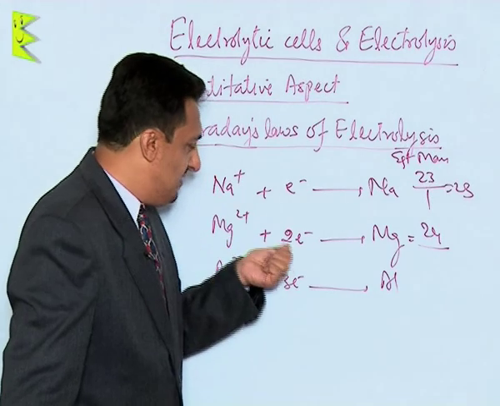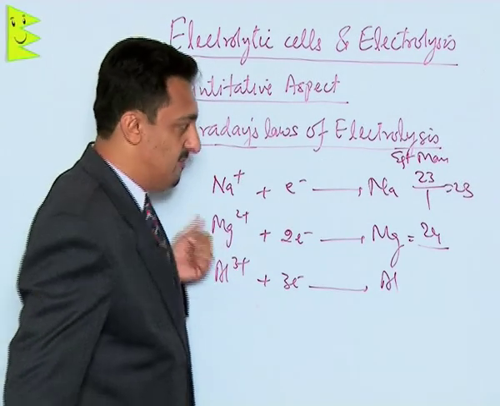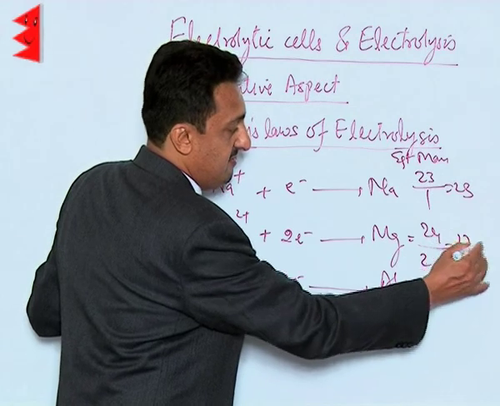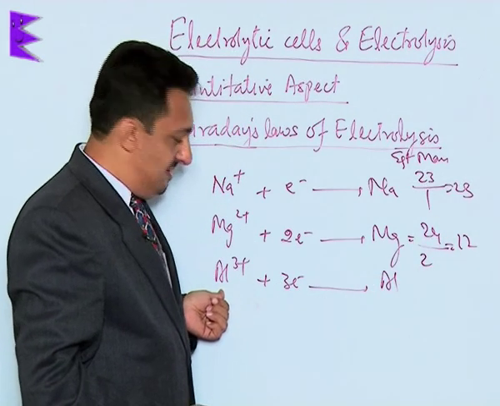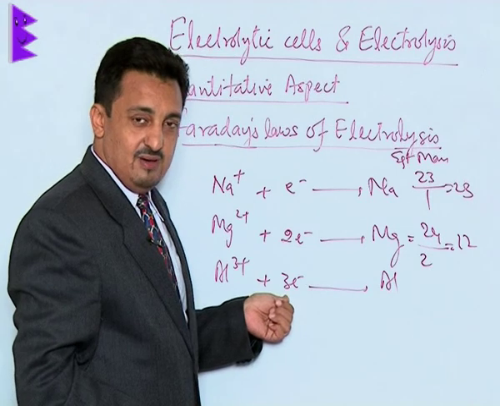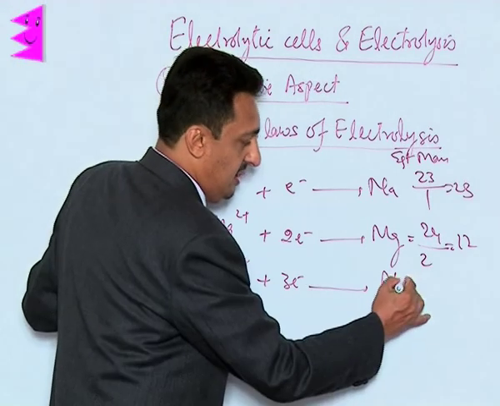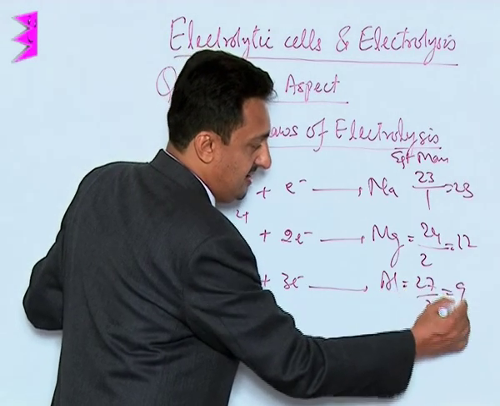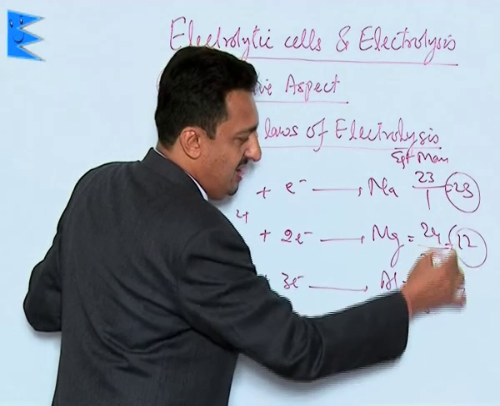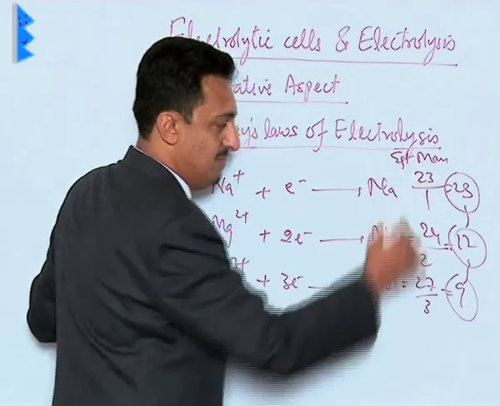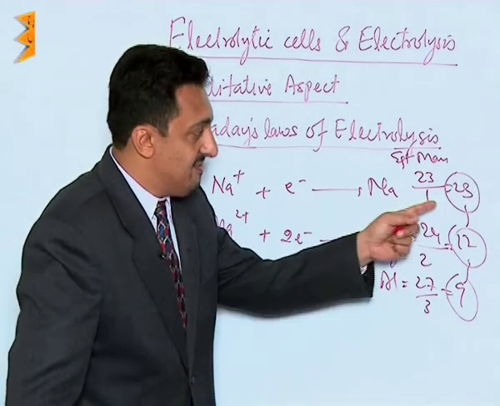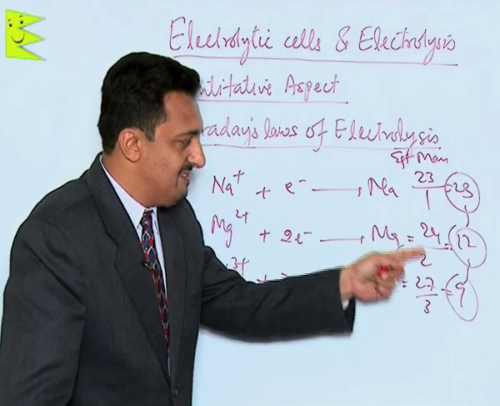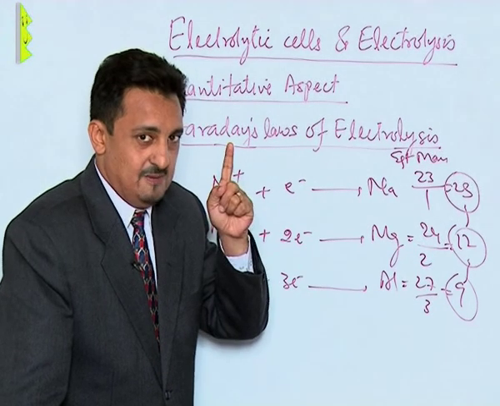So 2 Faradays deposit 1 mole, 24 grams, so 1 Faraday will deposit 24 by 2, that means 12. 27 is aluminium, 1 mole of aluminium, and it is deposited by 3 moles of electrons, 3 Faradays, so 27 by 3 will make it 9. So these 23, 12 and 9 are the equivalent masses, but they are not the Z's. These are the amounts of the substances deposited by 1 Faraday.